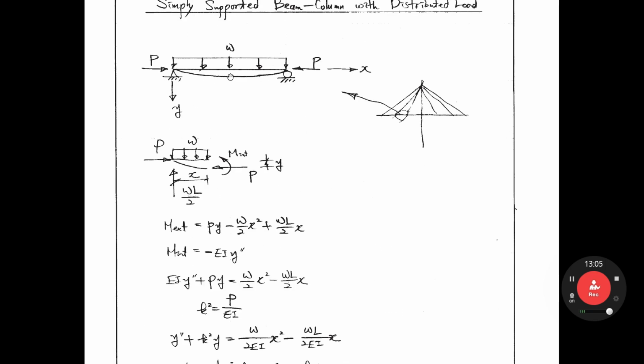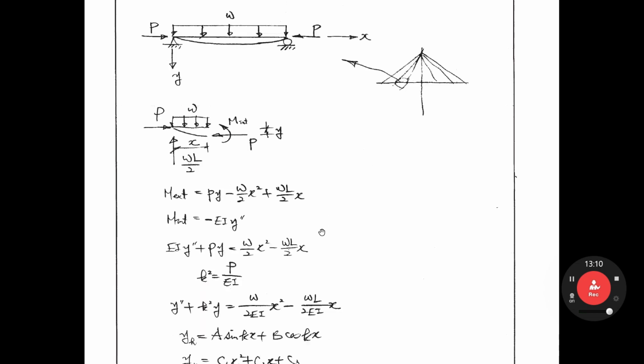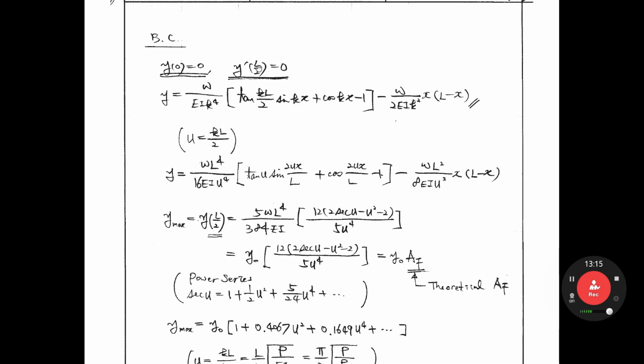And then how about the slope at mid-length is 0, right? That is y'(L/2) equals 0, right? If you use these two equations, you finally get this equation. Second order deflection, for the specific beam column. And if you let u equal kL over 2, then you can rewrite like this.